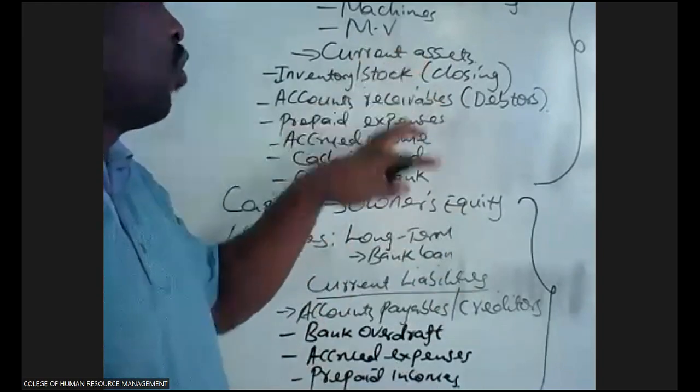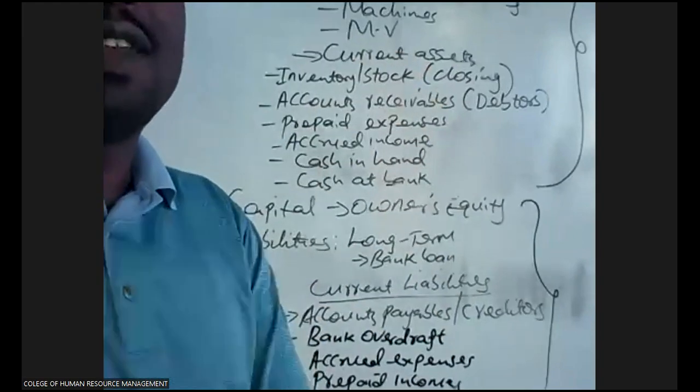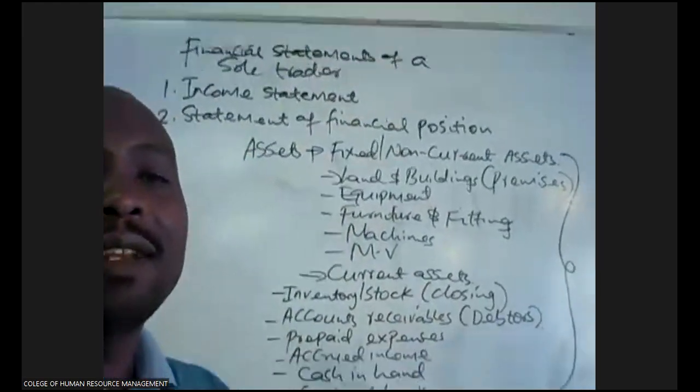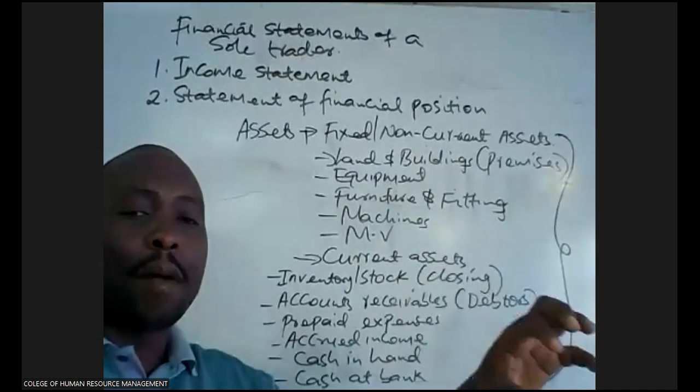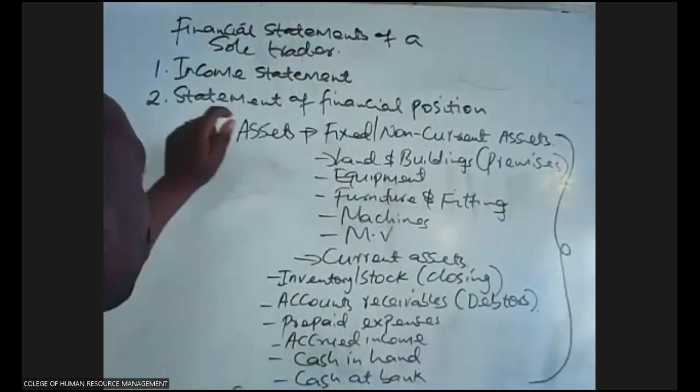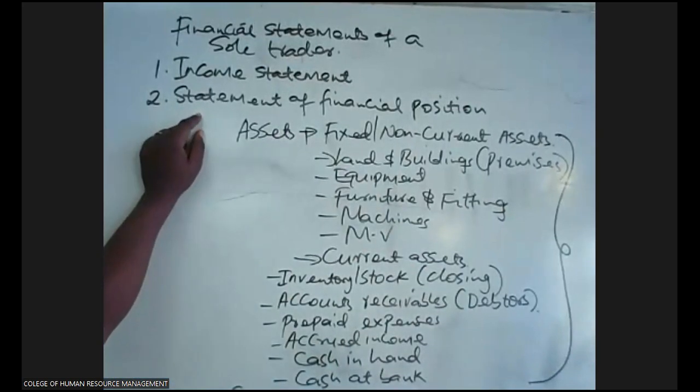So this information now is going to be organized in the form of a statement, and that statement, whereby we capture the assets, capital, and liabilities, is what we call the statement of financial position.